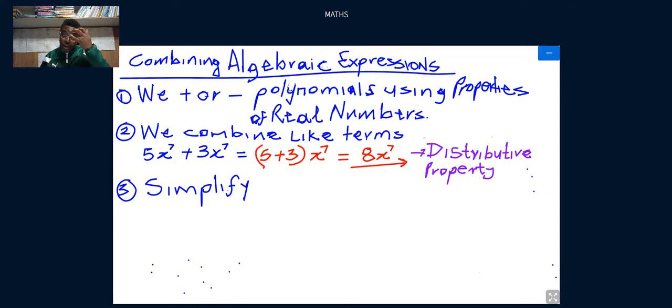Secondly, when we combine algebraic expressions, we combine like terms. What are like terms? Similar variables. You combine x together with the same power, of course. Same power. You combine them. Same variables with the same exponent. You combine them. It's either you are going to add or subtract them.